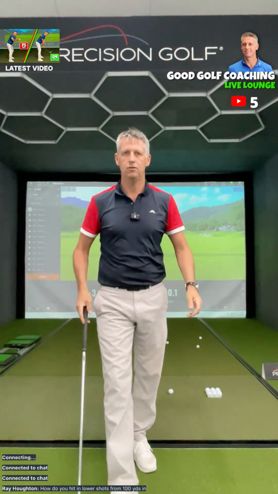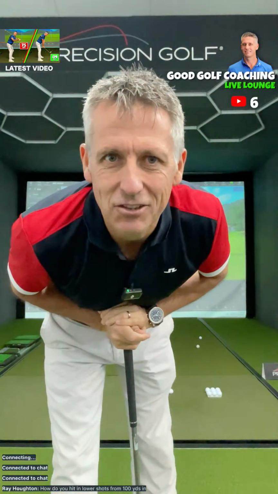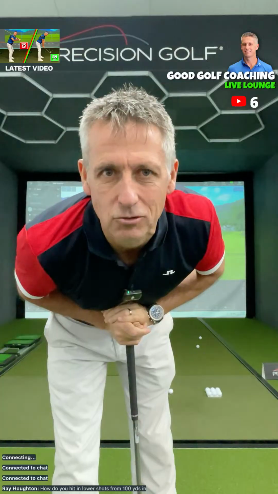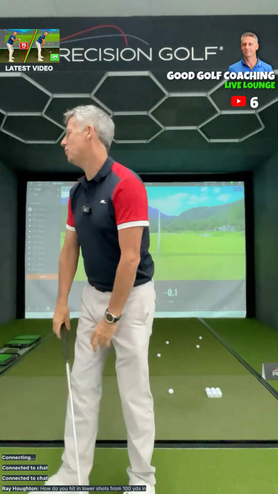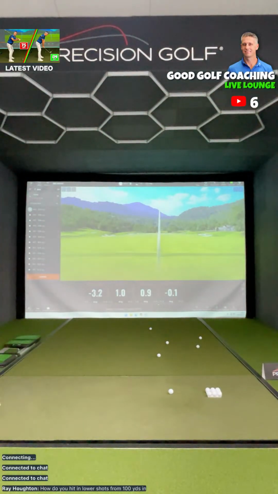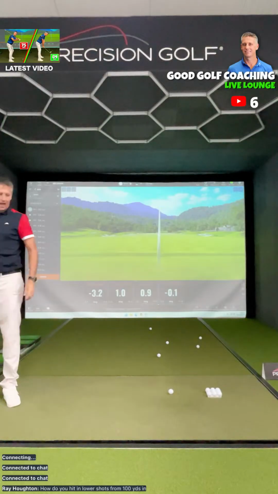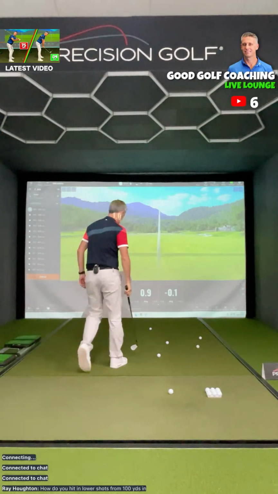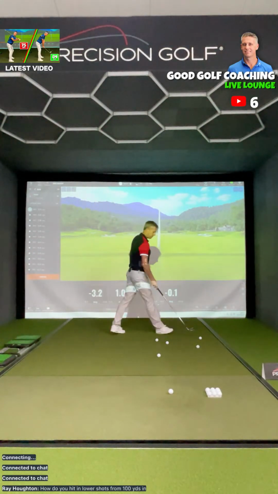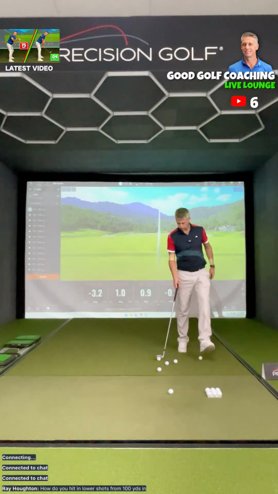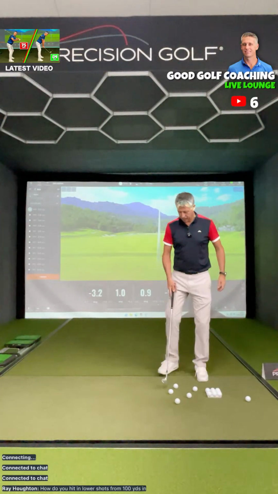Who have we got on? Ray: how do you hit lower shots from 100 yards and in? Lower shots are all about angle of attack, Ray. So this box on the bottom left-hand corner, that's the angle of attack box.